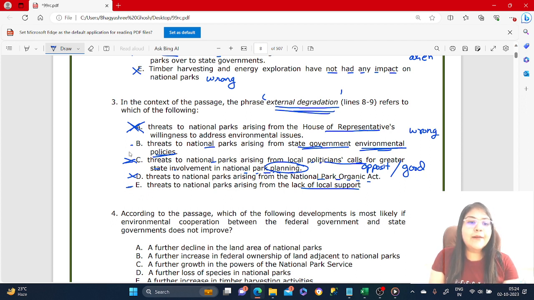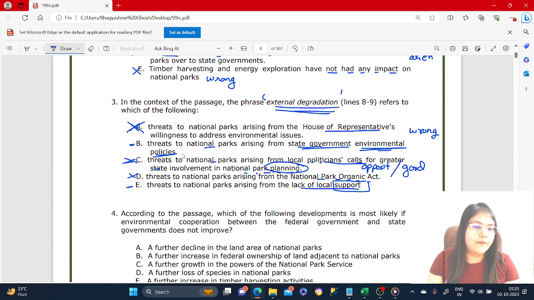Now very competing option B and E. Now locals are not supporting the national park. That is partly true, but it's not about support or not support. The word support which is mentioned is not the right word, because it is not that they are not supporting the law. Locals are supporting the law, locals are supporting the national park. They are just someone who needs timber, who need fuel from the forest. So all these things are there.